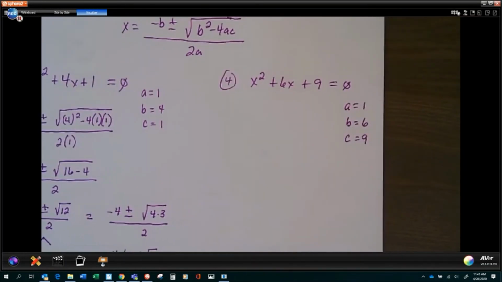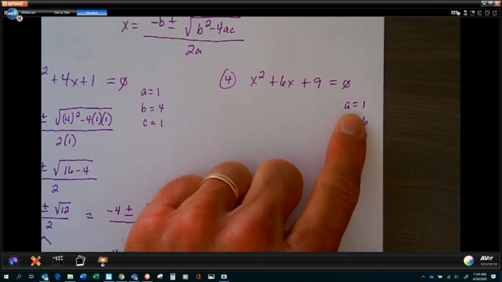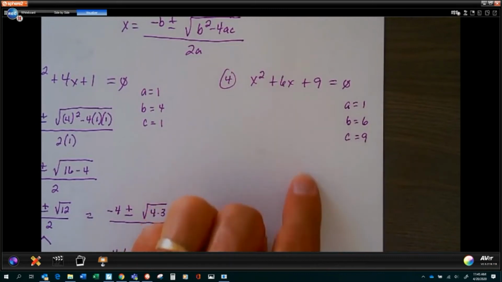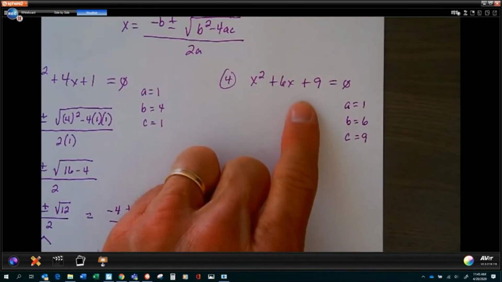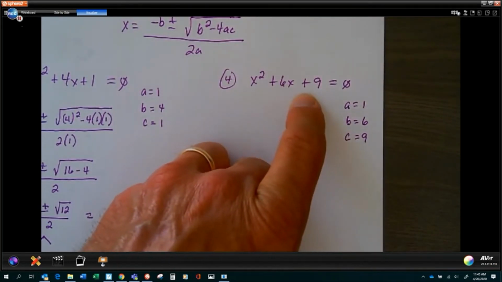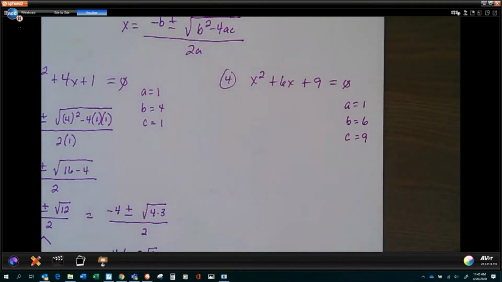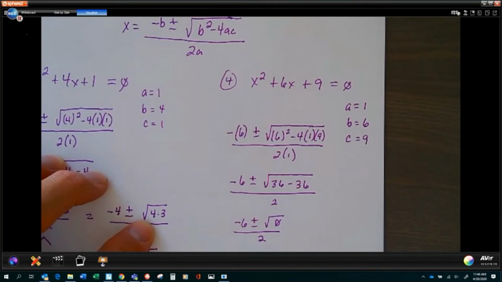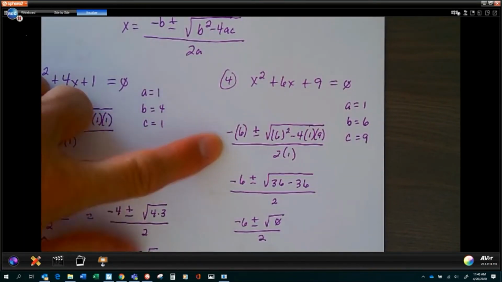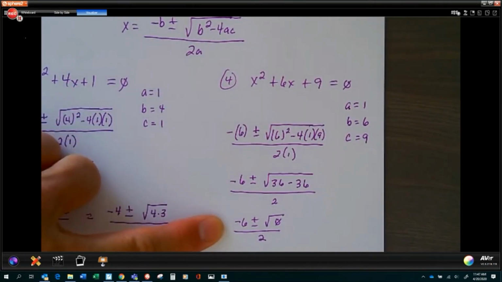Moving on to number 4, I wrote down my A is equal to 1, my B is equal to 6, my C is equal to 9. This looks like it's factorable. And it could be, but we're going to plug it into the quadratic formula. Here's the first part of my math, the substitution, the simplification down to the radical symbol. Go ahead and pause here if you need to, and then continue when you want to finish, because I'm going to move the paper up.